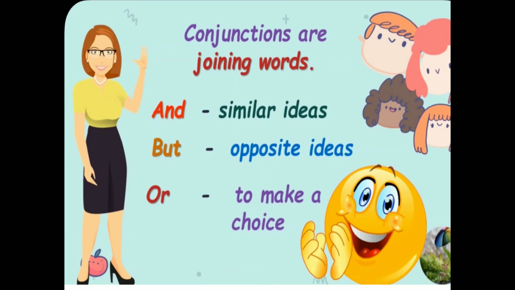Okay. So children, in today's session what we learned is that conjunctions are joining words. We have seen the usage of three conjunctions, that is and, but, or. And is used to join similar ideas. We use but to join opposite ideas, and we use or whenever we want to make a choice.